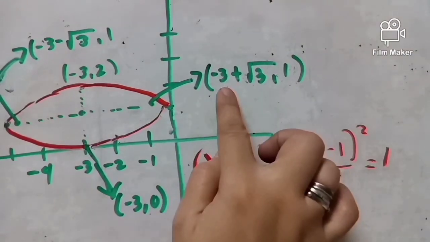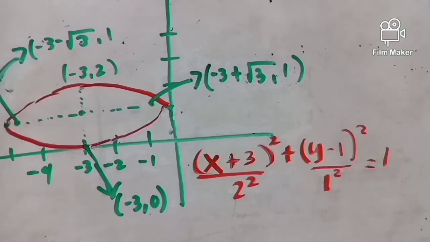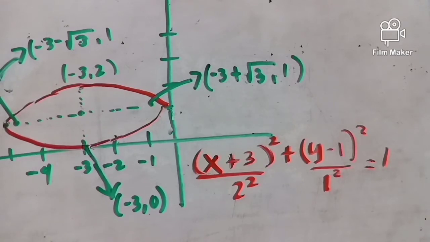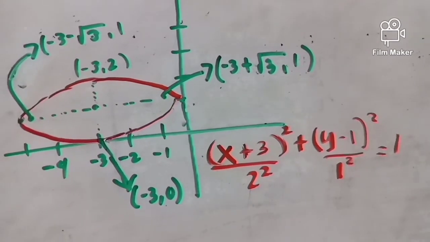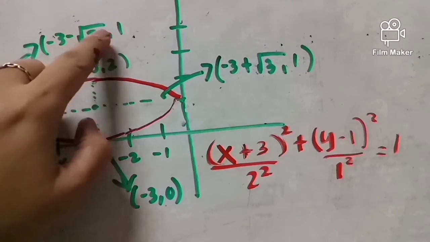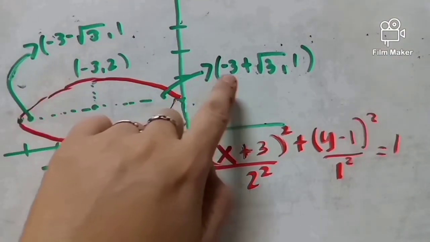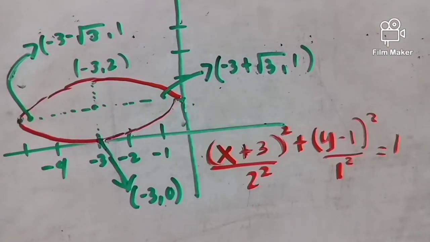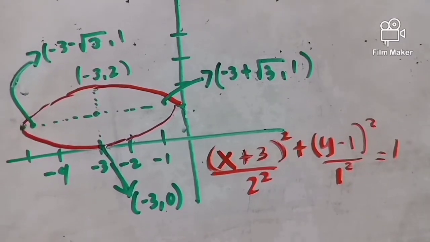ito yung pinaka-foci natin. So, yan yung figure na kinalabasan ng area natin. So, pag masdan nyo mabuti, then after that, magkakaroon uli ako ng isang example. Yan o yung foci: negative 3 minus square root of 3, and then 1, then negative 3 plus square root of 3, and 1. Okay? So, magkakaroon pa tayo ng isa pang video.